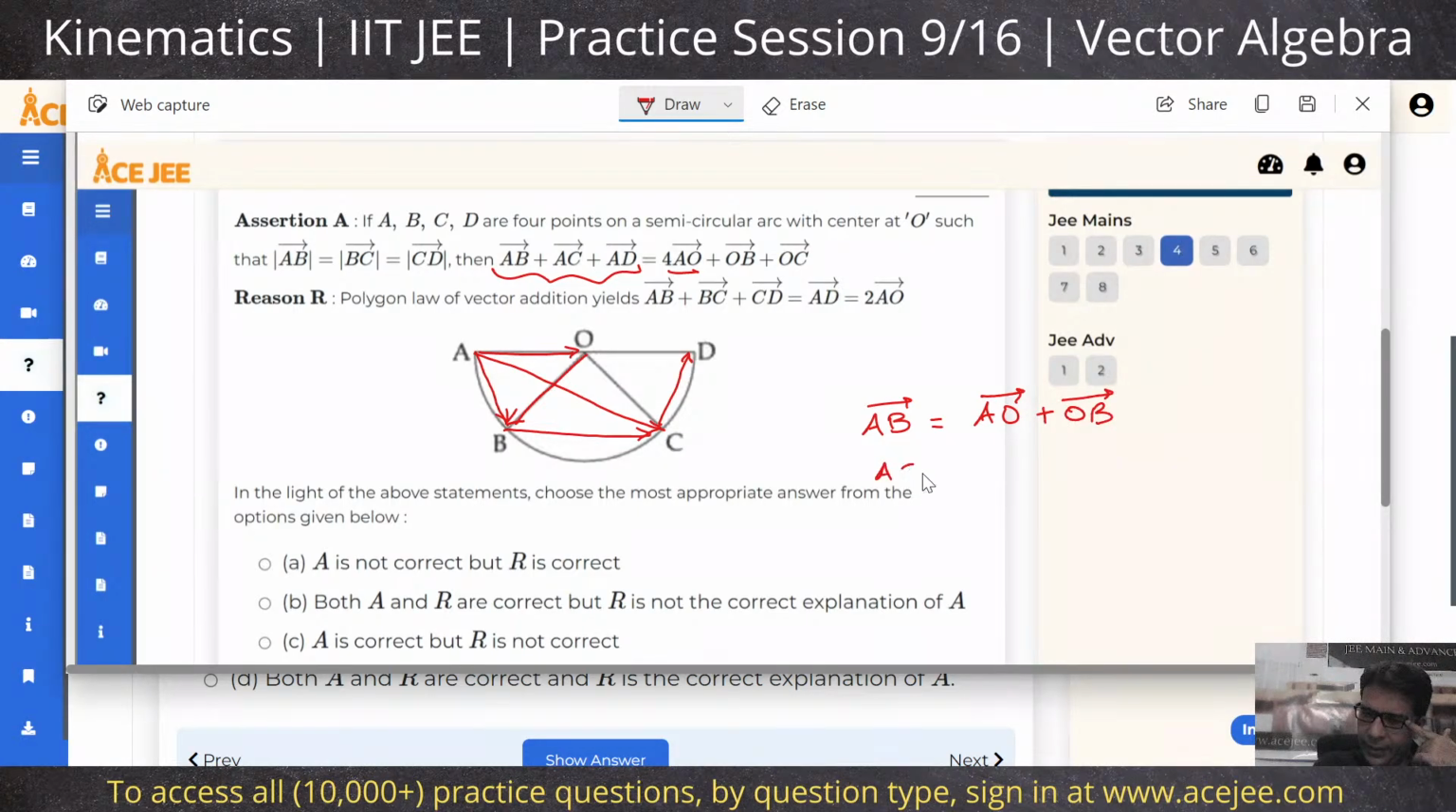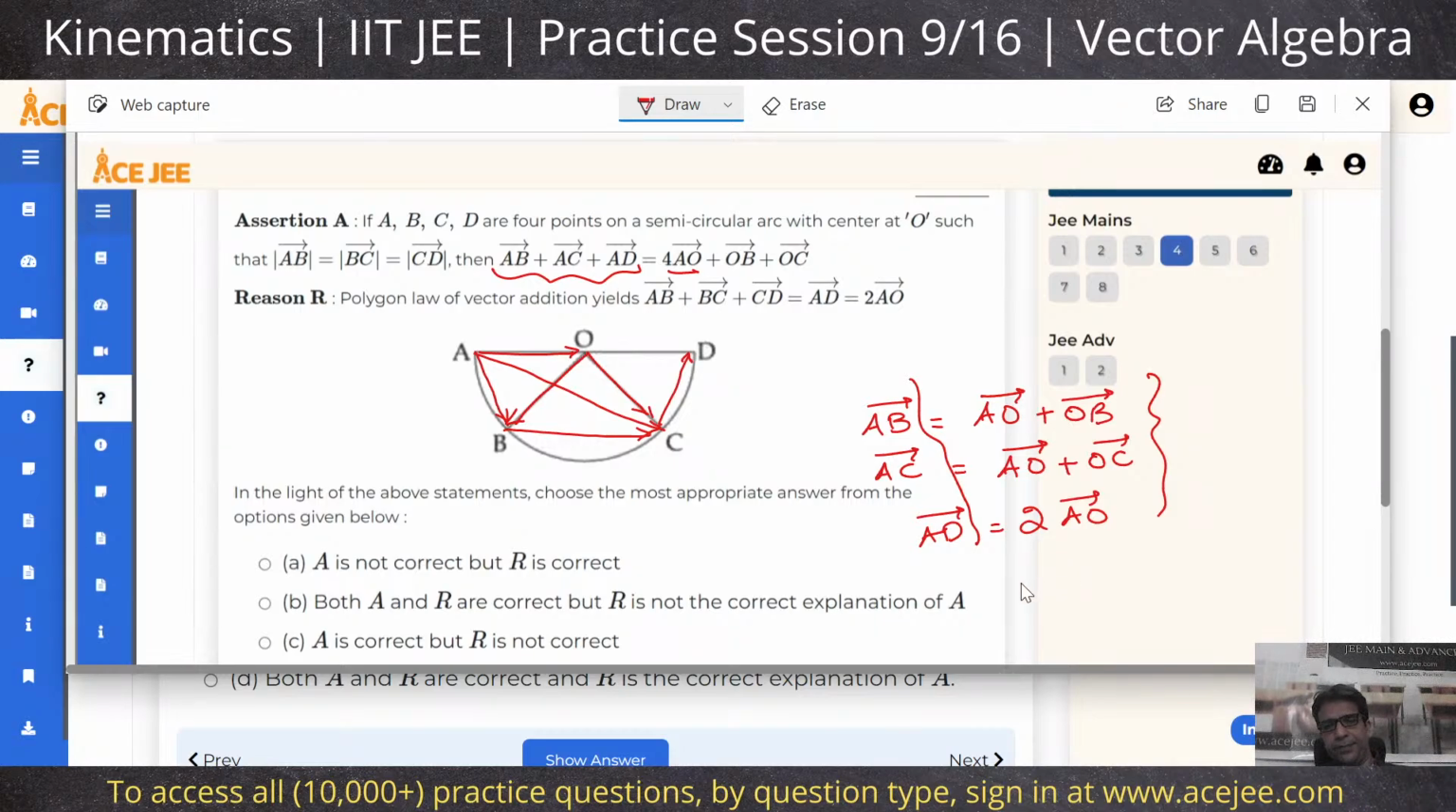What is AC? AC can be written as AO plus OC. What is AD? 2 times AO. If you add the 3 together, sir, I found a mistake. Both the statements will be correct.